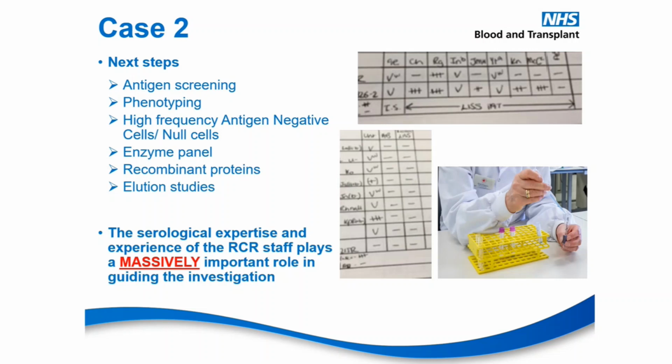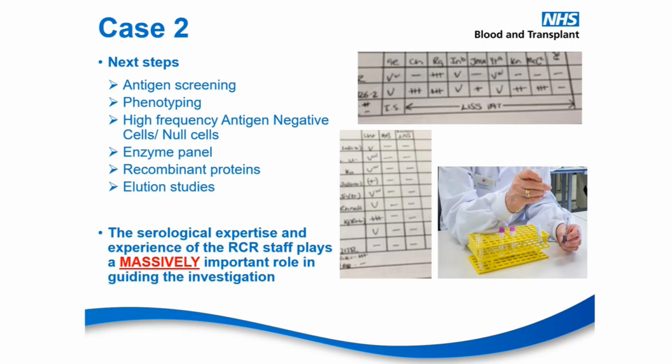So next steps: antigen screening and phenotyping. They have an extended range of phenotyping. We would have done the common red cell antigens in RCI; they will go on and do the less common ones. They'll put up their high frequency antigen negative cells and their null cells. They'll do enzyme panels of certain different enzymes. We only have access to one type of enzyme panel here.